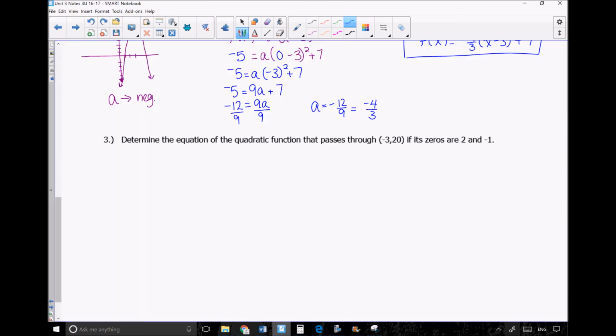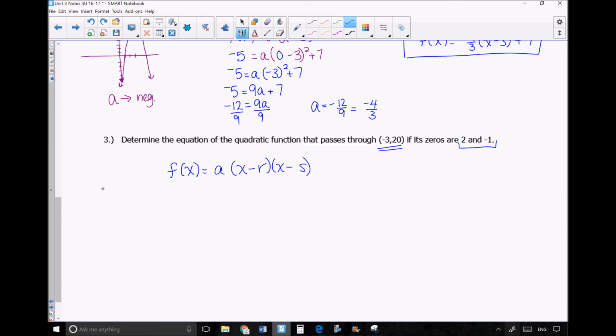Okay, so now in question number 3, it says determine the equation of a quadratic function that passes through (-3, 20) if its zeros are 2 and -1. So this time, in order to be able to do a question like this, I know the zeros, I'm going to use factored form. So f of x equals a times (x minus r) times (x minus s).